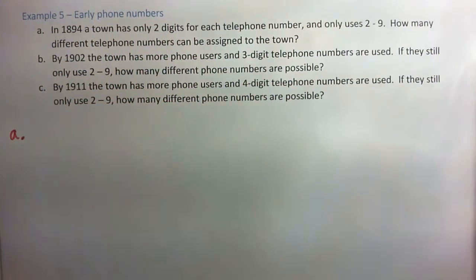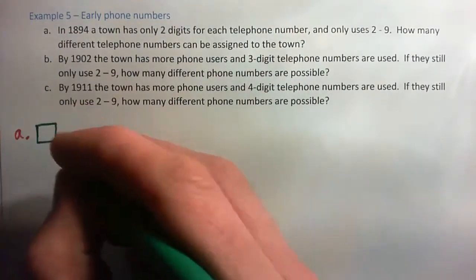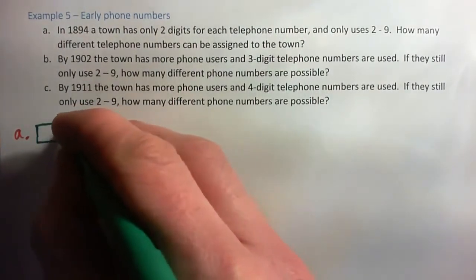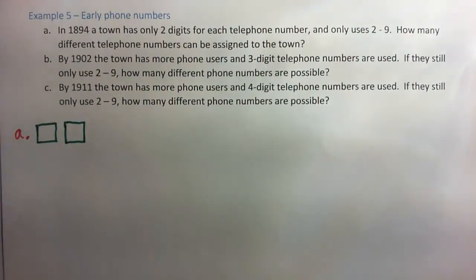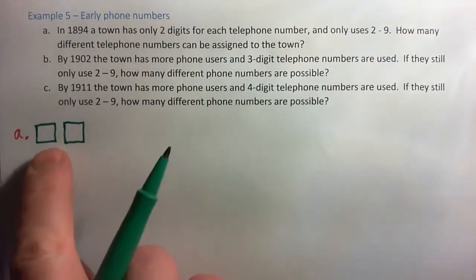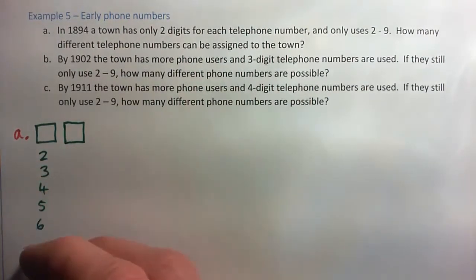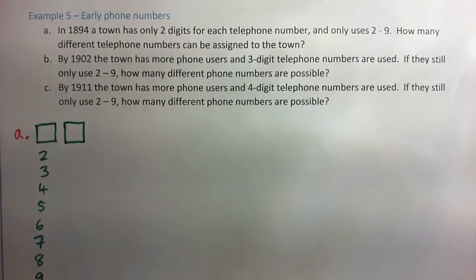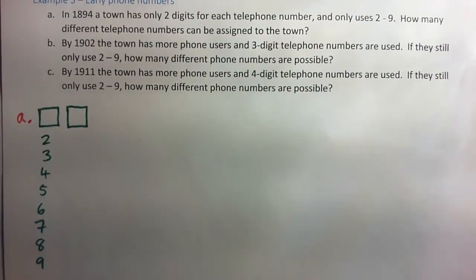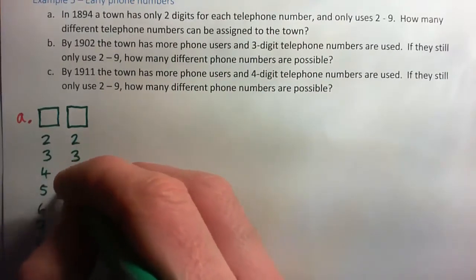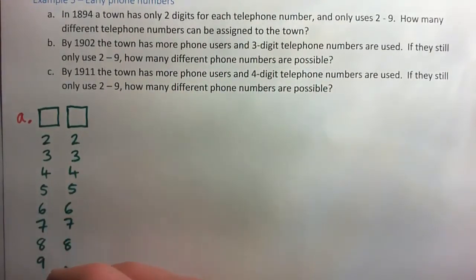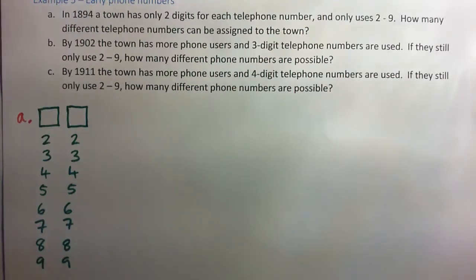we have 2 options. If you have a telephone number, you could have the number 2, 3, 4, 5, 6, 7, 8 or 9 in the first part of your number, and then again the number 2, 3, 4, 5, 6, 7, 8 or 9 as the next part of your phone number. So please press pause in the video and figure out, given that, how many unique telephone numbers can you create?